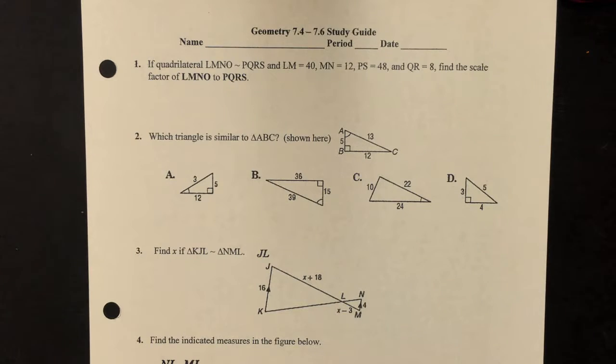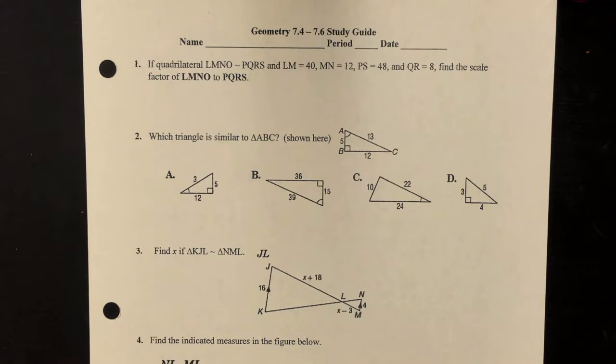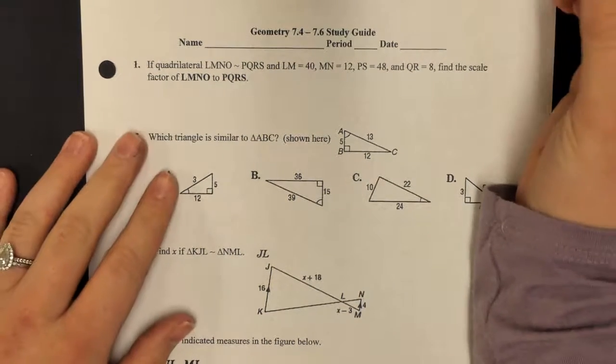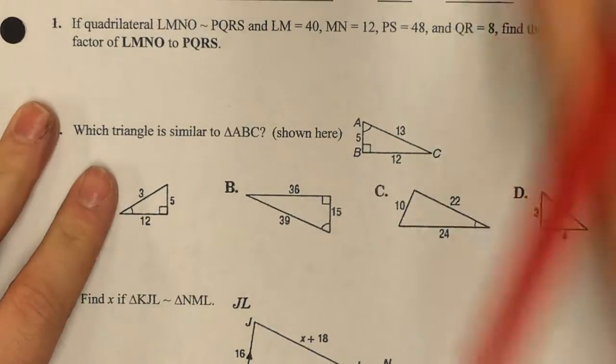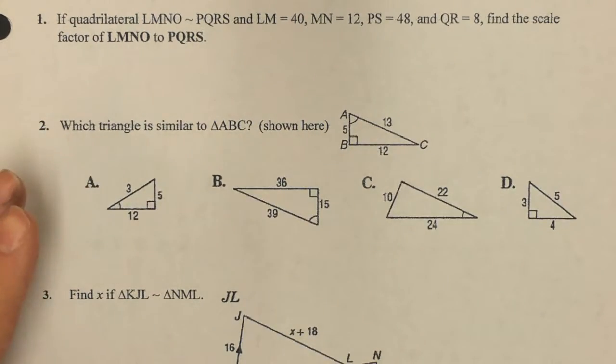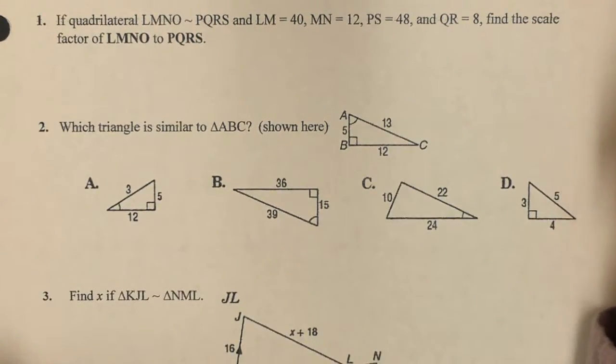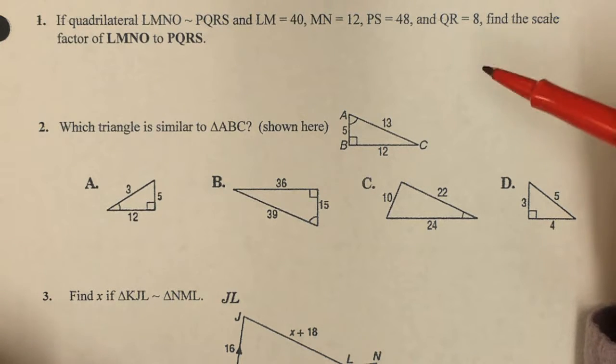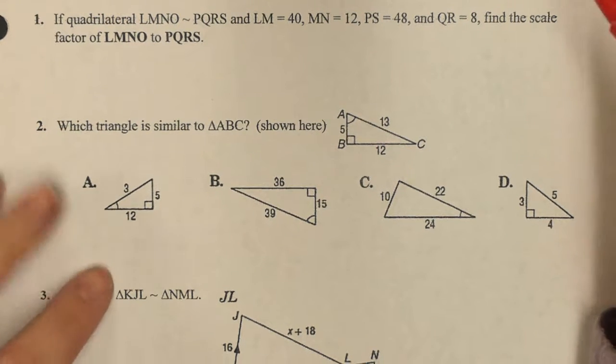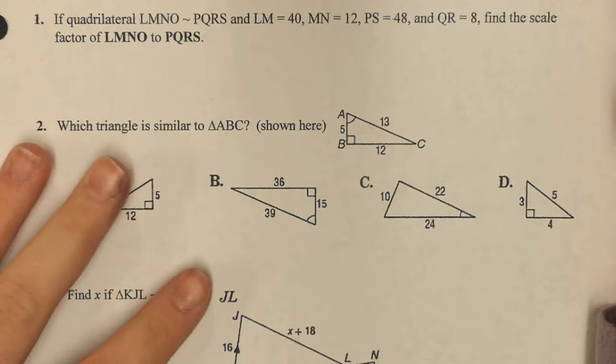Alright, so this is the review session for 7-4 through 7-6 for your test tomorrow. Number 1 says if quadrilateral LMNO is similar to PQRS. So they are similar. I don't have to figure that out. I know it.